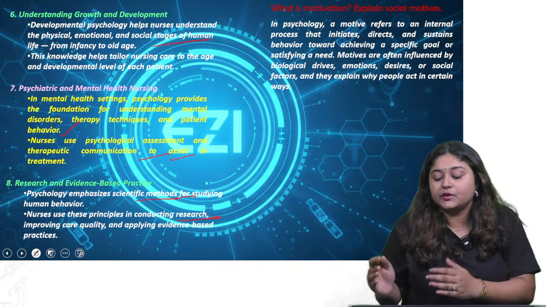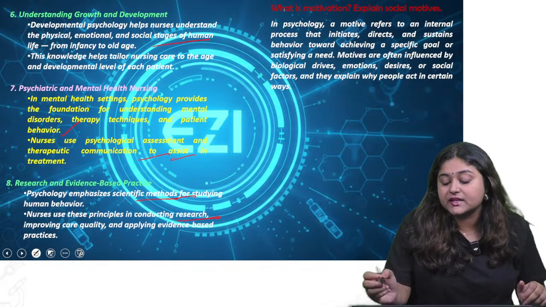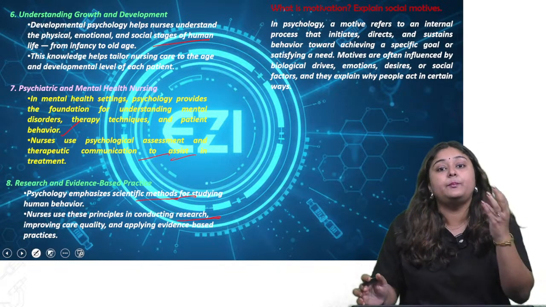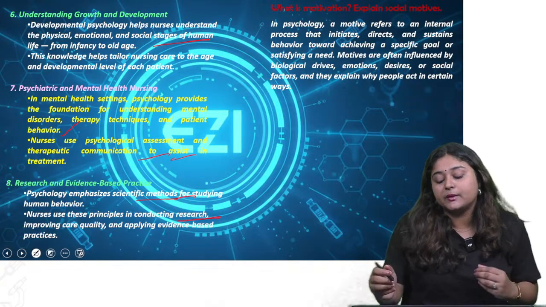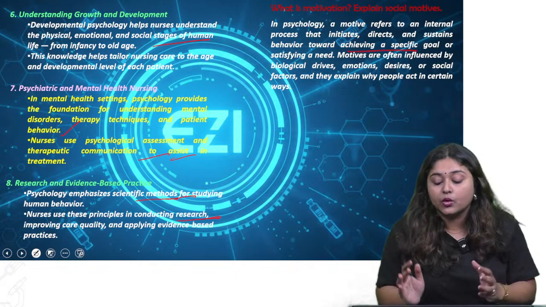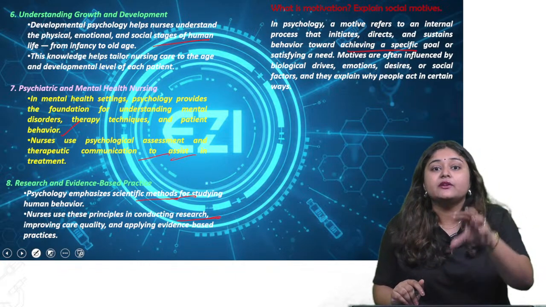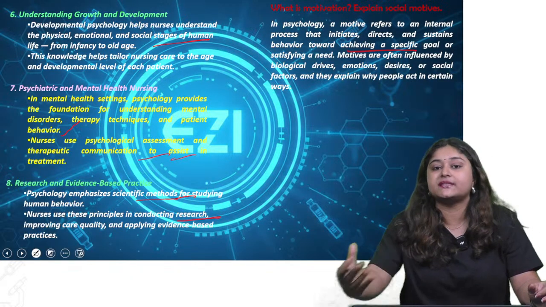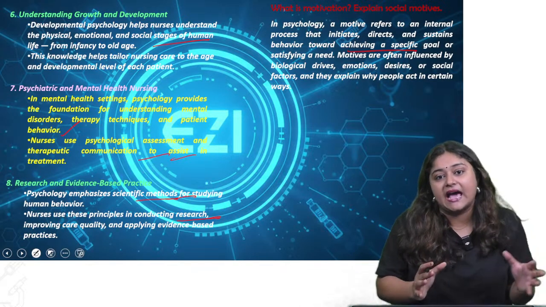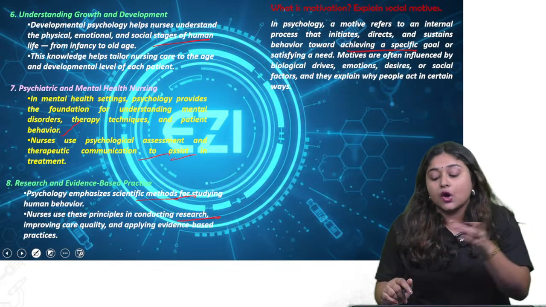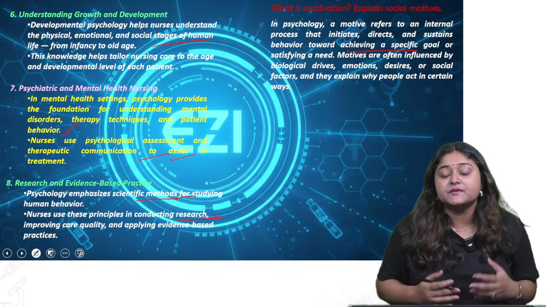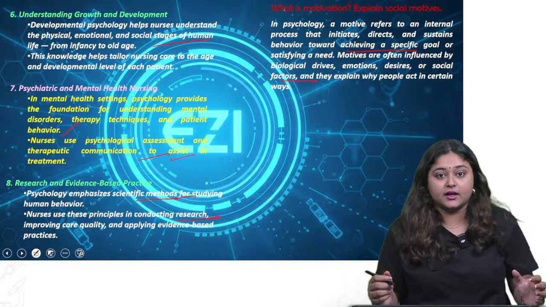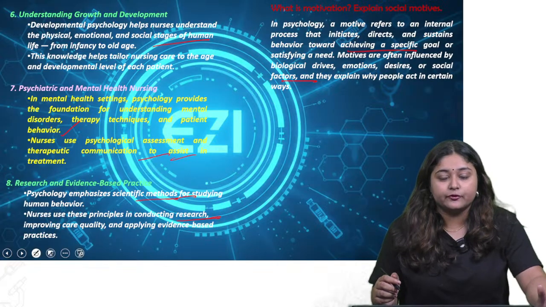But in psychological words, a motive refers to the internal process which initiates, directs, and sustains our behavior and emotions toward achieving a specific goal or satisfying a need. So whatever you want to achieve, you get the direction internally from an intrinsic factor, and that factor is known as a motive. This motive is sometimes influenced by biological drives, sometimes psychological thoughts, sometimes emotions, desires, or social factors.